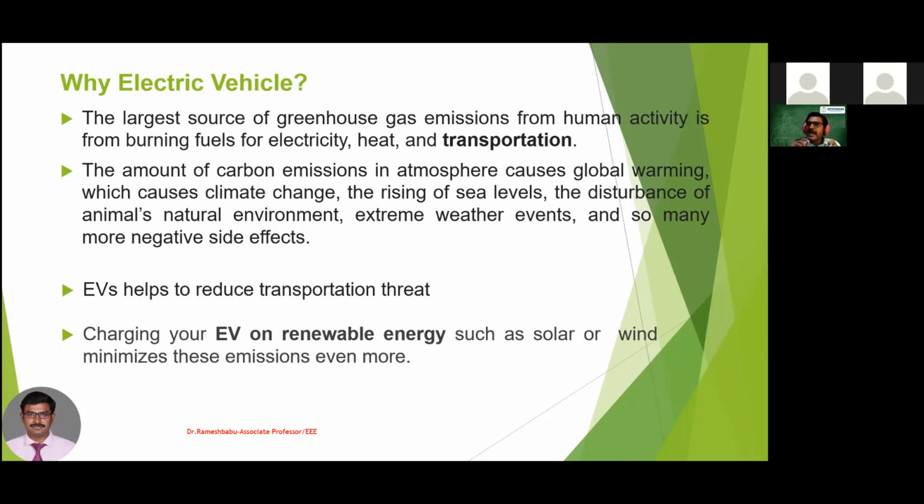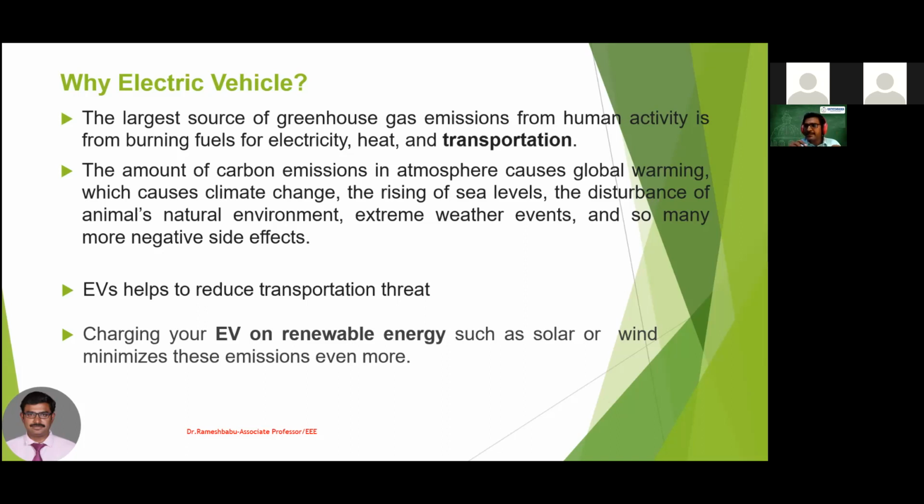These greenhouse gases emitted to the atmosphere cause global warming, which causes rising sea levels, climatic changes, disturbance of the animals' natural environment, and extreme weather. These are the negative sides of the emission of carbon in the atmosphere. So this is mainly because of three human activities: production of electricity, which we produce mainly in thermal power plants, then heat, and then transportation.